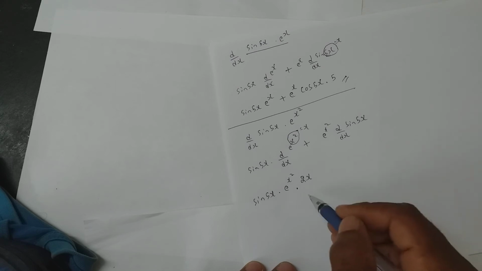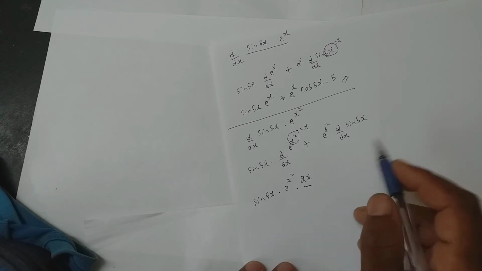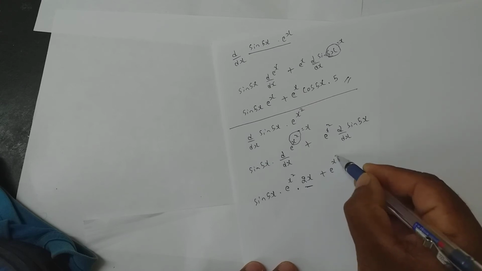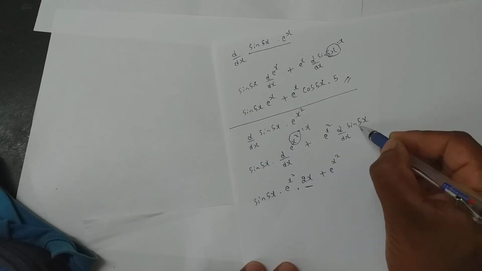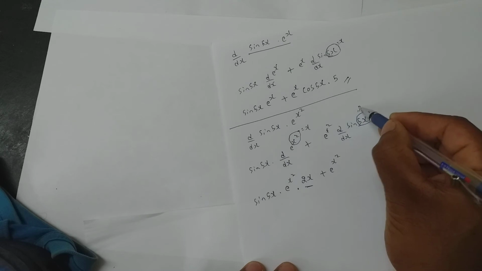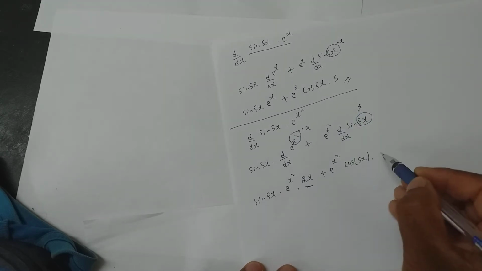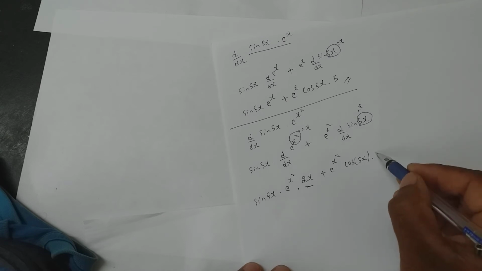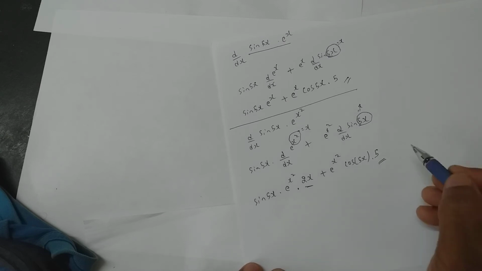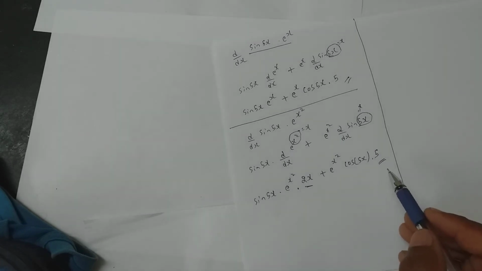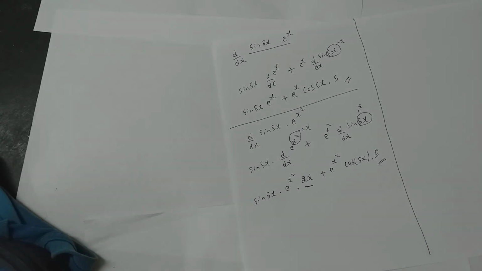Am I clear? This is very important, students. Please don't forget it. Plus e power x square into, again you need to assume it to be x. So the sin x derivative is cos x. So cos 5x into d by dx of 5x, which is 5. So this is the answer. Am I clear? Your assumption is playing an important role.